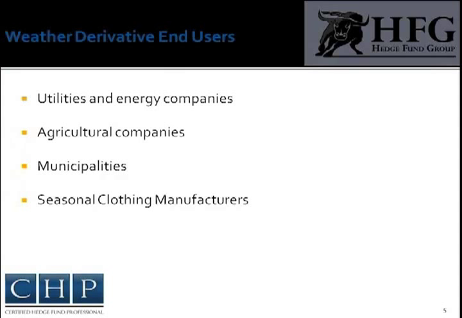Seasonal clothing manufacturers also can be affected by weather, as warmer than expected weather in the winter will erode clothing sales. Insurance companies can also have enormous weather exposure, which can affect their ultimate bottom line.